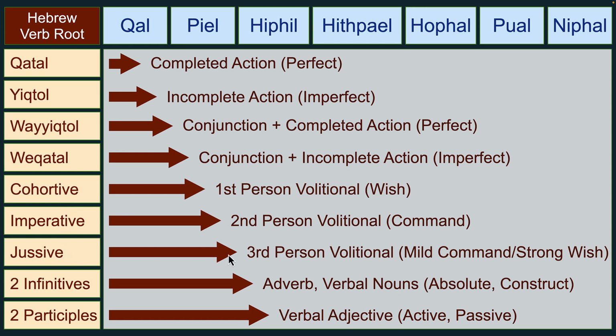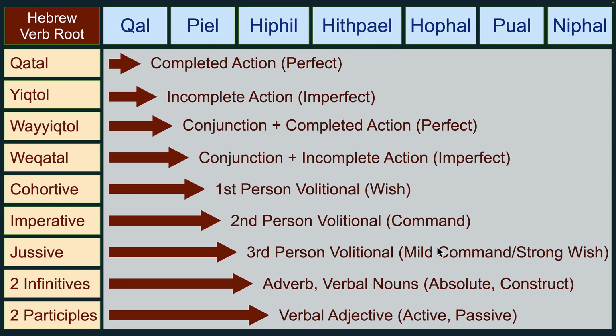Cohortive, imperative and jussive, they all belong to the same category in the sense that they are all volitional. It's like a command, or it is like a wish or a command. So the cohortive is a first person wish, that is wishing because somebody wishes to themselves. I wish I had done something like this, right? So cohortive would be always in the first person. And imperative would be always in the second person. So there's no second person cohortive, etc. Jussive is always third person. Jussive, again, is usually third person most of the times, but sometimes you may have the second person as well in jussive. Okay. So these are all volitional, meaning they are either wishes or commands. Mild command. This is jussive or strong wish.